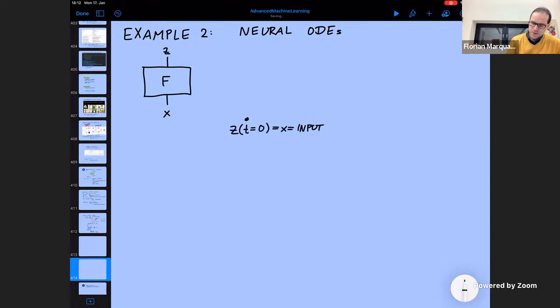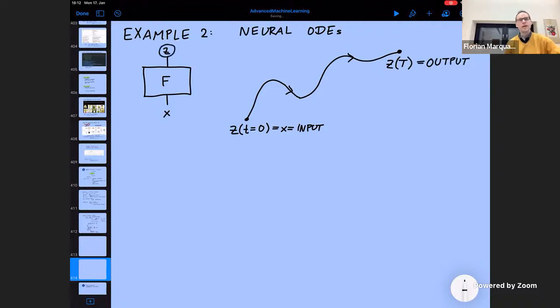And then you follow some differential equation where the right-hand side, I'm going to write this down in a moment, can be described by an arbitrary neural network. So you're solving this differential equation. And then you stop after some time t, and you say, whatever is the result, that's the output. That's the Z that I'm talking about here. Okay, so the purpose of this block F is to solve a differential equation and give you the solution.